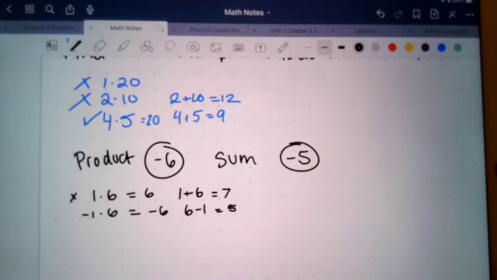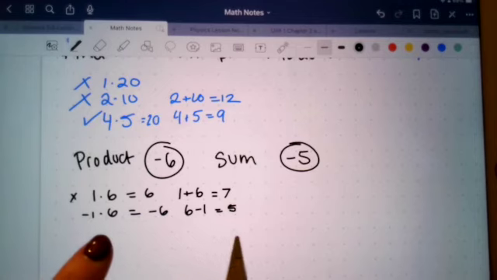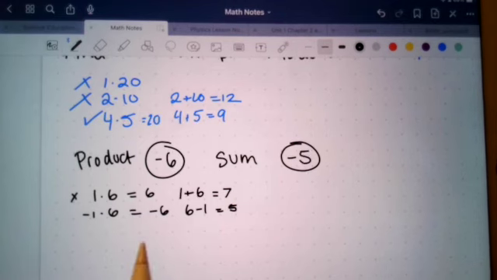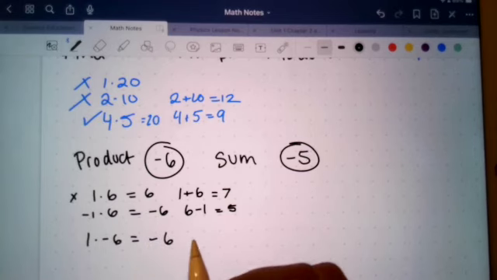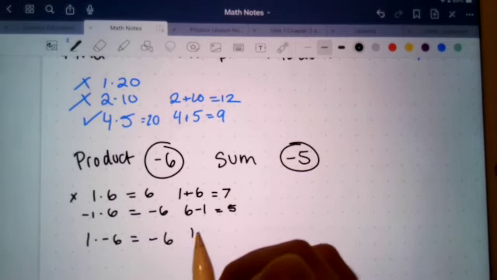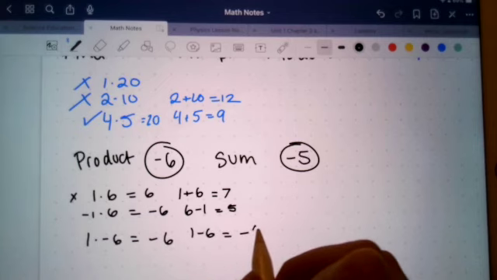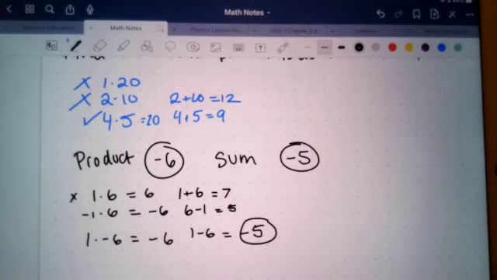So now I've got to rearrange this a little bit to make it make sense. I'm going to stick with those two numbers because I'm getting the right values. But what happens if I go 1 times -6? Well, I still get a product of -6. But now if I go 1 minus 6, I'm left with a sum of -5. Okay? And so those two numbers added together are going to equal -5, and then I have my two numbers.